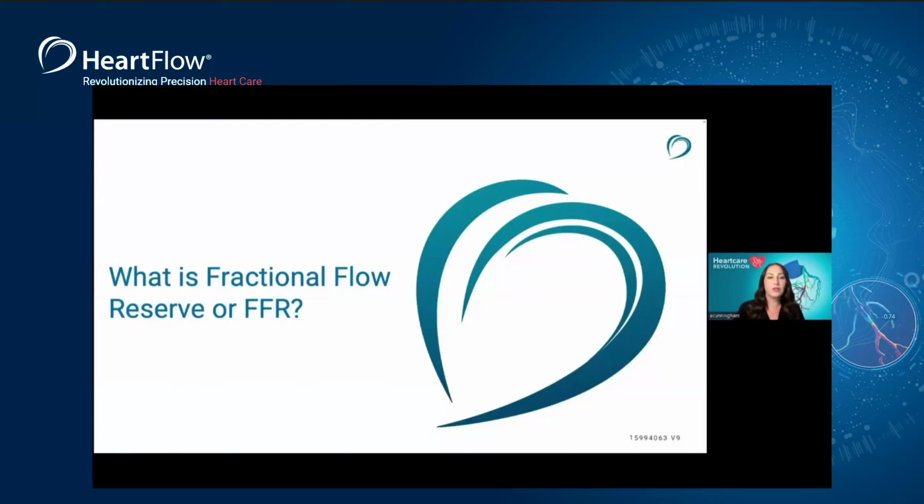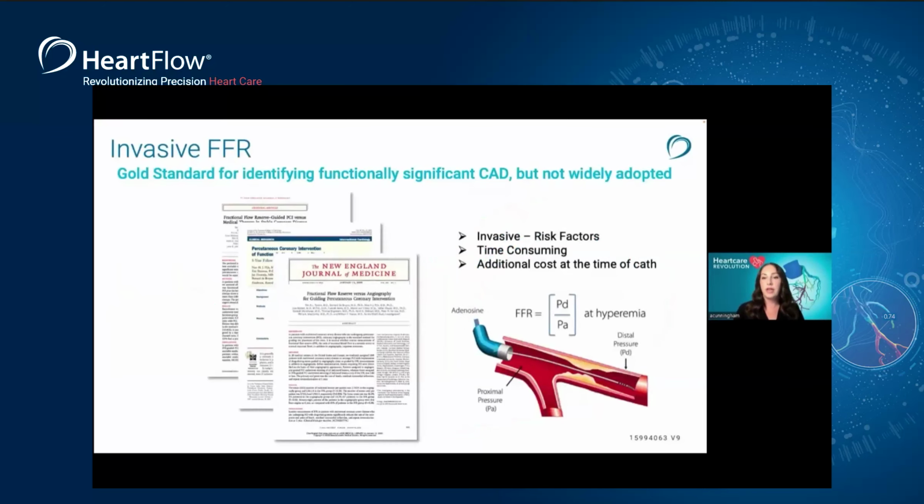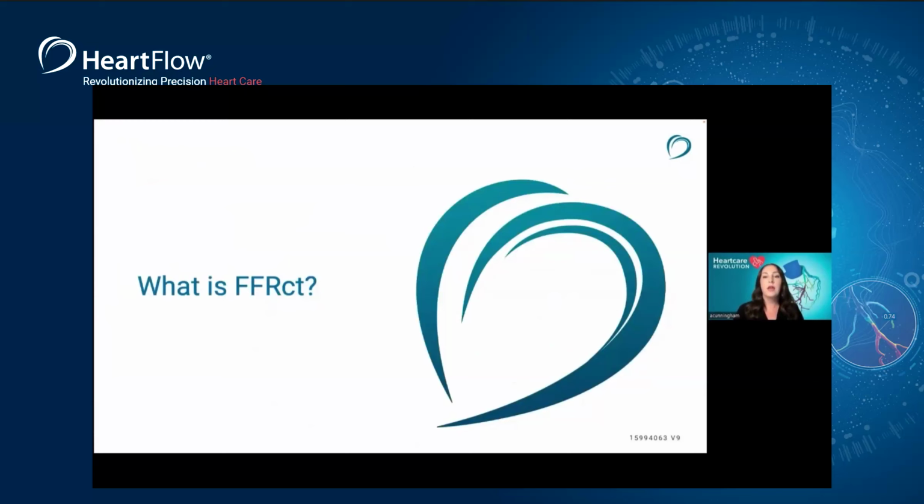What is fractional flow reserve, or FFRCT? FFR is a test that has traditionally been performed invasively in the cath lab to determine the functional significance of a stenosis in the coronary arteries. During invasive FFR, adenosine is administered to achieve the maximum hyperemic state. A pressure wire is then placed in the coronary arteries where a value is obtained just distal and proximal to the lesion of concern. These values will determine the functional significance of the stenosis.